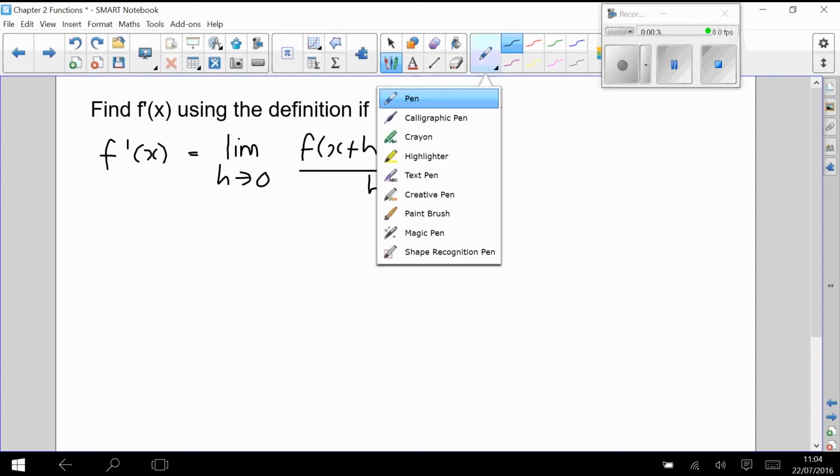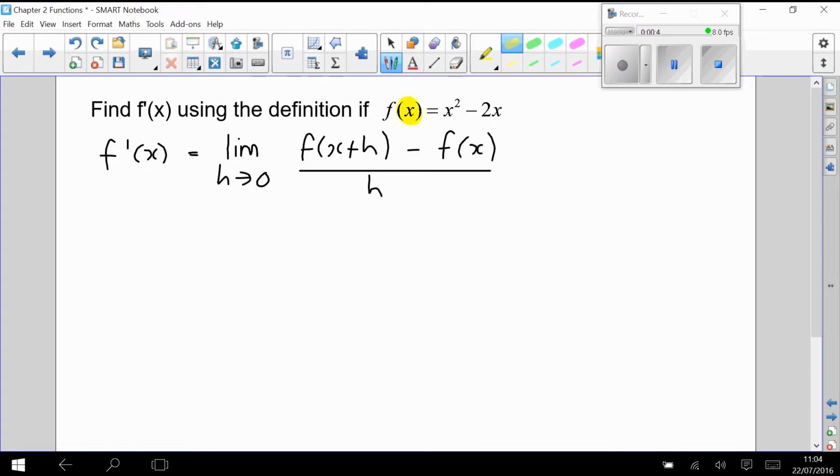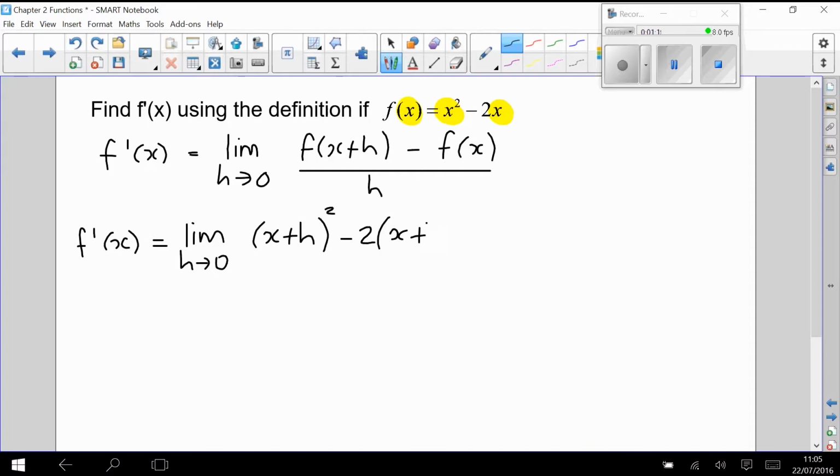Now remember, if I want to do this, I need to remember that everywhere there had been an x on my original expression, I need to replace it with my new variable, which is going to be x plus h. So doing this, I'm going to get that my function looks like this. I write the derivative. I know at the moment I still have a 0 in my denominator, and f of x plus h is going to be, instead of x squared, I write x plus h squared. And instead of minus 2 times x, I write minus 2 times x plus h.